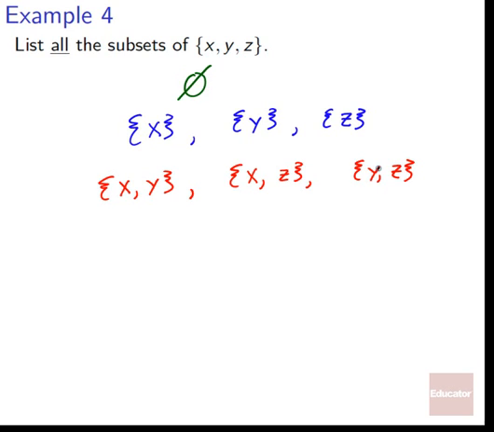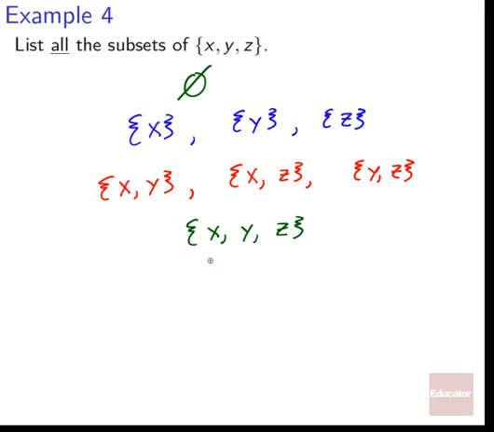You could rearrange them in different orders, but remember, since it's a set we're talking about, order isn't important. It doesn't matter the order that it shows up, just that it did show up at all. So those are all of the sets that are going to be two elements long and are subsets of {X, Y, Z}. And then finally, we've got {X, Y, Z} itself is a subset of itself. Because remember, by the formal definition of being a subset, it just means that all of the elements inside of your set show up in the other set.